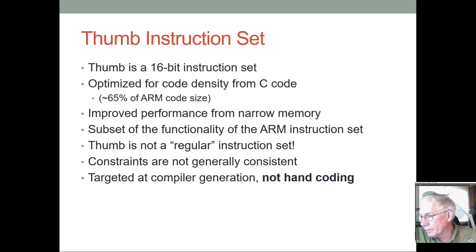Okay, so the Thumb instruction set is a 16-bit instruction set, except for the six 32-bit instructions. And that's why they talk about this code density thing. Equivalent programs are about 65% the size of a standard ARM coded program. The improved performance. The instruction set was written with the idea that you didn't have unlimited memory, and it is a subset of the ARM instruction set.